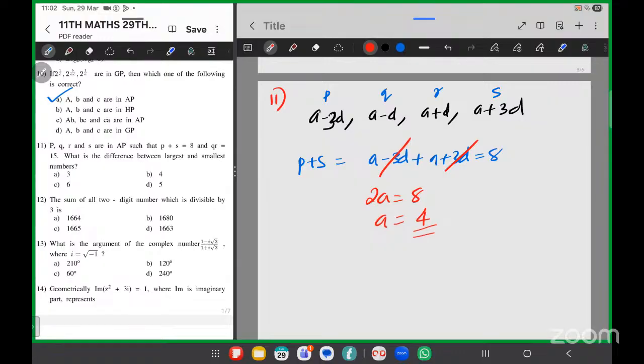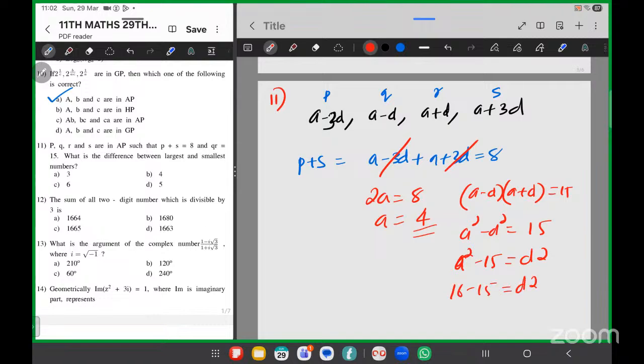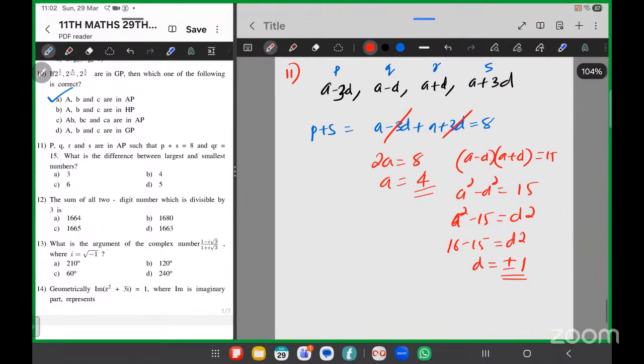Then QR equal to 15. That means A minus D into A plus D equal to 15, means A square minus D square is equal to 15. So A square minus 15 equal to D square. A square is 4 square, 16 minus 15 equal to D square. 16 minus 15 equal to 1. So D can be plus or minus 1.